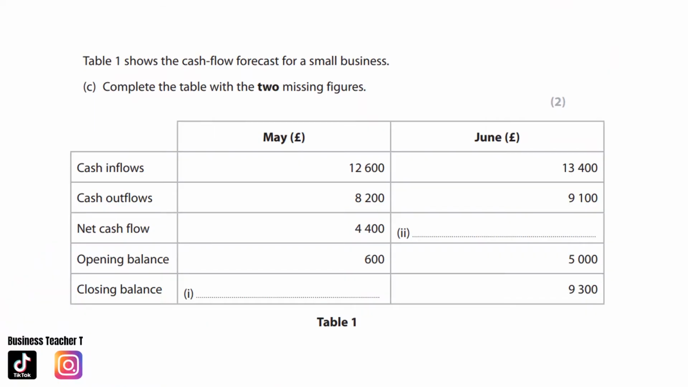Our first question is a cash flow forecast question, and we're required to complete the table with two missing figures. So we need to calculate the closing balance for May. In order to do that, we need to add the net cash flow for May to the opening balance. £4,400 plus £600 equals £5,000.